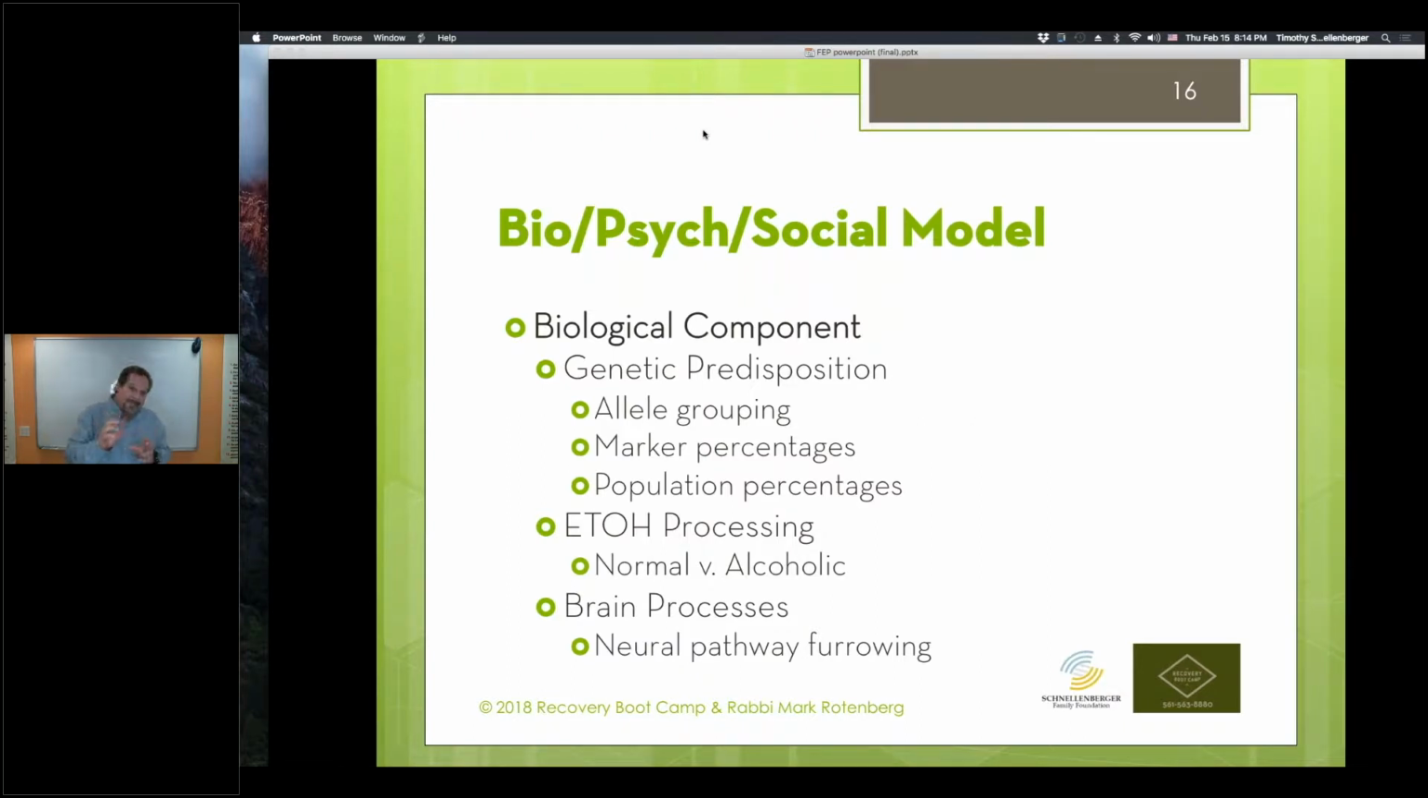So let's talk a little bit more in depth about the biological component. It covers genetic predisposition, which in its own stage has a thing called allele groupings. There are certain identifying marker percentages and population percentages. And we're going to talk about those specifically in depth. We're also going to talk about ethanol alcohol, C2H5OH, and its processing, normal versus alcoholic.